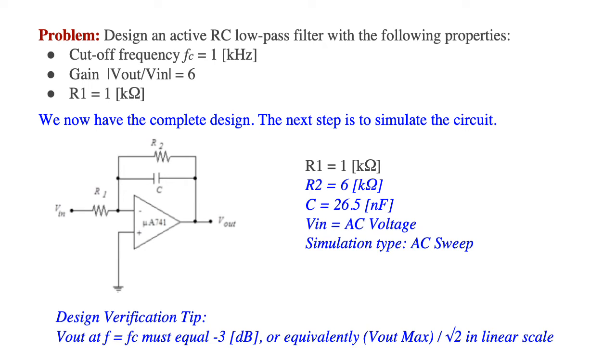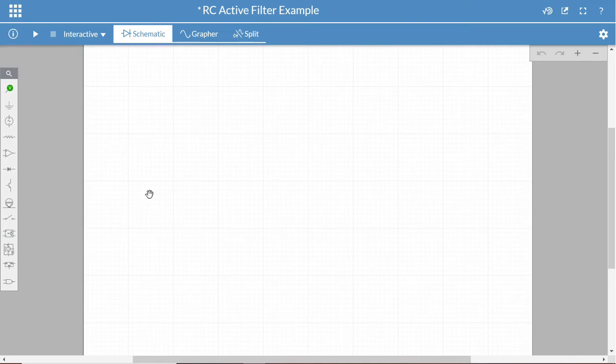Or equivalently, you can always take the maximum V out value and divide by square root of 2 if you're dealing with linear scale, which is the case when you're doing practical experiments. We'll see that later on once we move on to simulation.